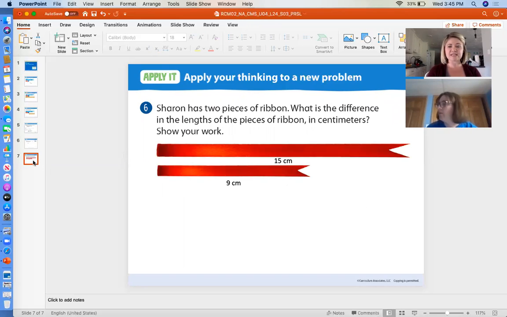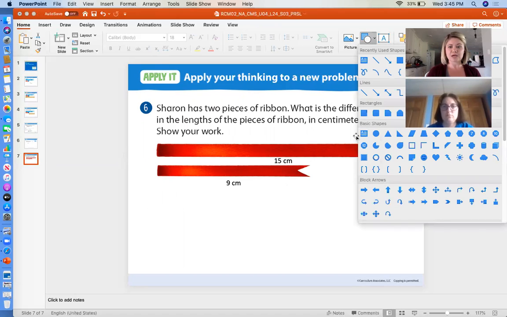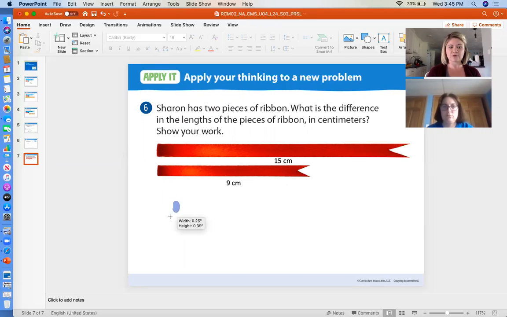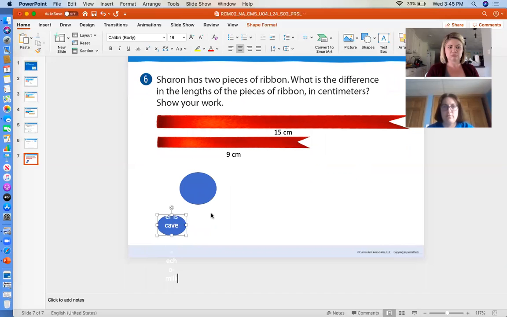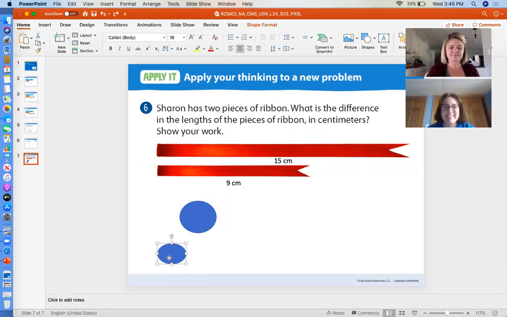Okay, the next one says, Sharon has 2 pieces of ribbon. What is the difference in lengths of the pieces of ribbon in centimeters? Show your work. Okay, so really quick, I'm gonna make a quick little number bond for us, okay? Be patient with me. It takes a second when I can't just write on my screen. Okay, here's one of the parts. And one of the other parts.